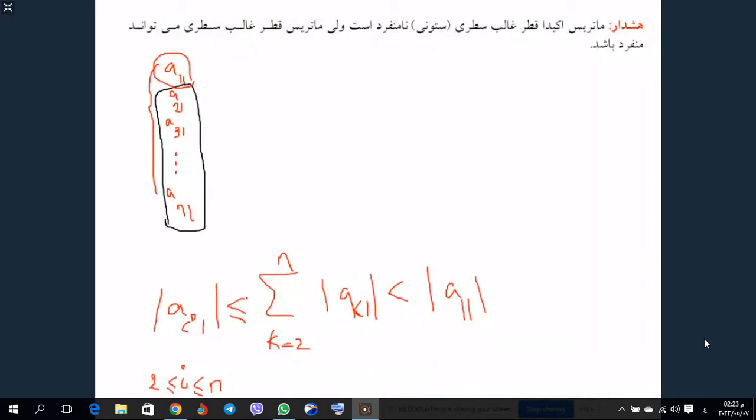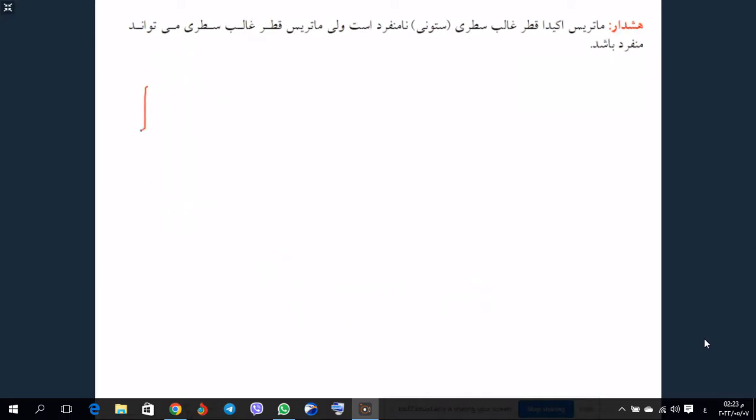Also, I want you to prove that after we do the first Gauss elimination step, we have a_11, a_12, a_13, up to a_1n, and b_1. It's not a problem. Let me.